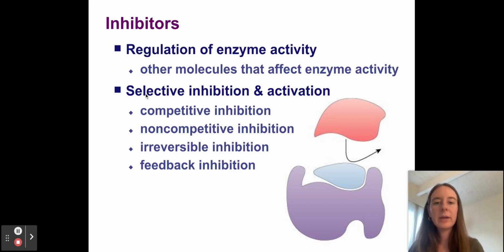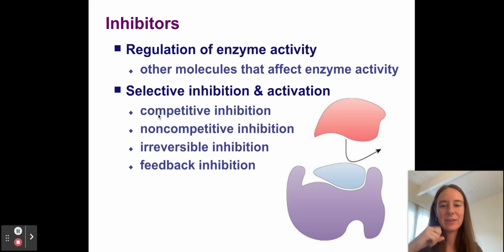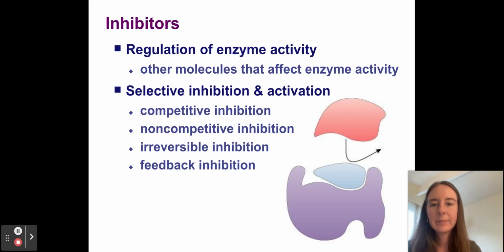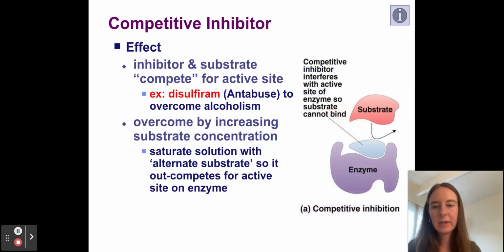So there are 2 ways that we can look at it: selective inhibition and activation. We're going to break this down into 4 different things that we're going to focus on in these next few slides. First, we're going to look at competitive inhibition, non-competitive, irreversible, and feedback. These are different ways of shutting down an enzyme. All right. So first, let's look at competitive inhibition. Competitive, what does it sound like? It sounds like something's competing.